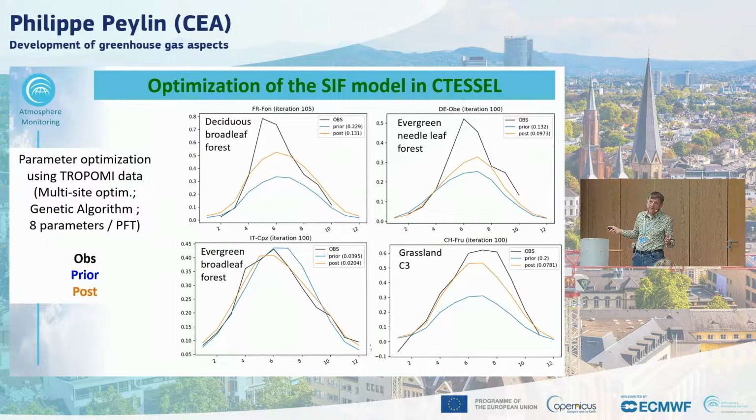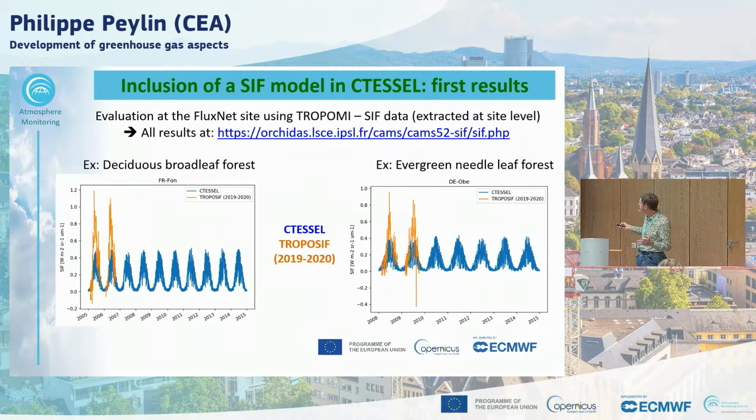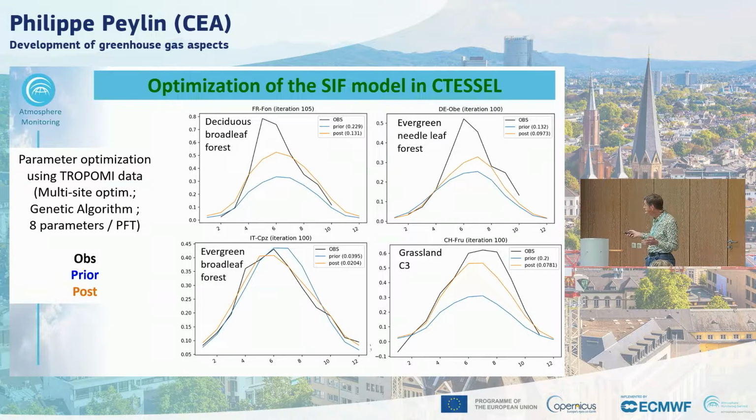And then what we designed, and it's ongoing, is an optimization of the key parameters of this fluorescence model, to optimize the mean seasonal cycle at a few set of sites. You can get all this data. I think I mentioned here a website where you can look at all these results per plant functional type. And we optimize on the other 9 parameters, or 8 parameters per PFT. And in blue, the prior, in orange, the posterior.